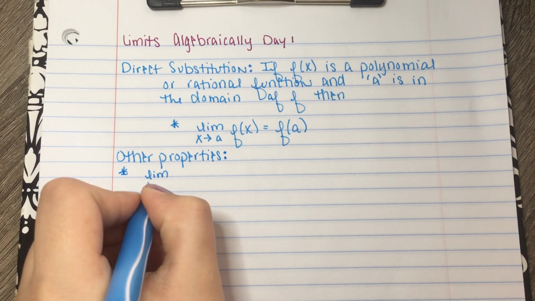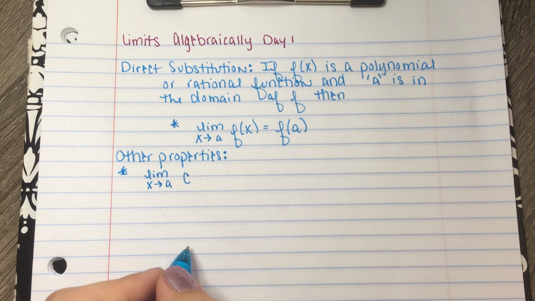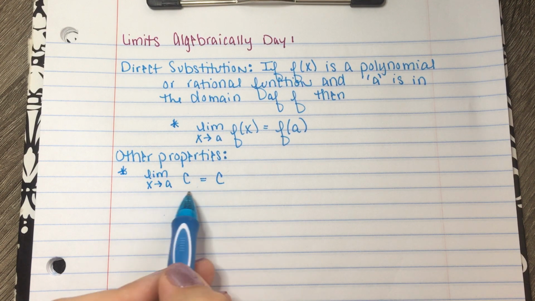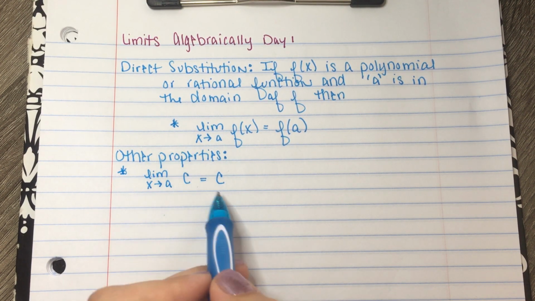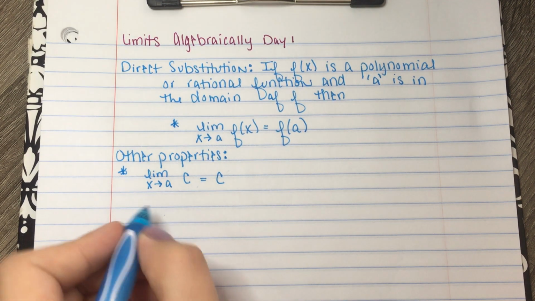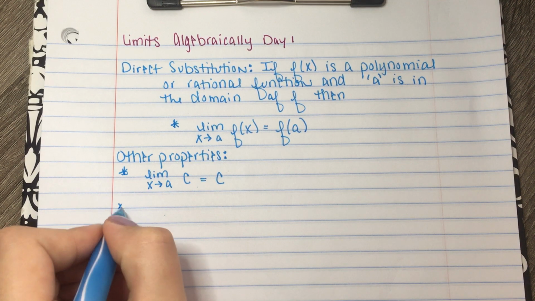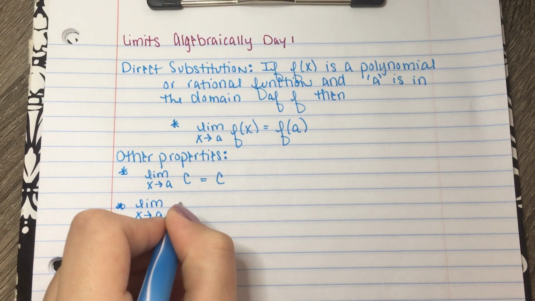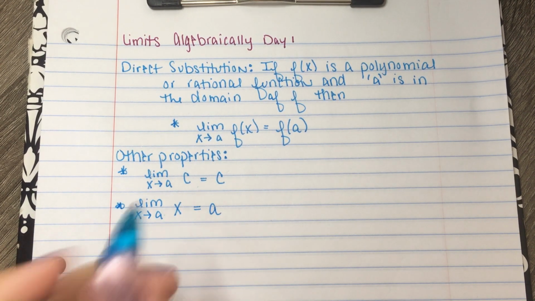And here's the first one. You can also have your limit as x approaches a of just some constant. Let's say that constant is 5 or 6. Then your answer is going to be equal to that constant. Keep in mind this is a function, so this will be a horizontal line. No matter what x value you're at as you're approaching, your y value is going to be that constant. So we have the limit as x approaches a of a constant is equal to that constant, or you have the limit as x approaches a of x, and that's going to be equal to a. This one trips a lot of people up, so we'll see this one in action as well.